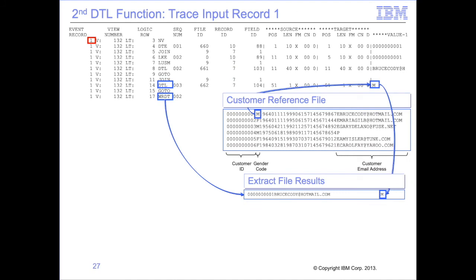The second DTL function moves the customer gender code from the customer reference file to the extract record. The trace report shows the M value that is moved to the extract record. The goTo function on logic table row 16 then skips the DTC function, which would have placed spaces in the extract record if no customer record had been found. The wrdt function writes the completed extract record to the extract file. Execution then resumes at the renx function for the next event record.